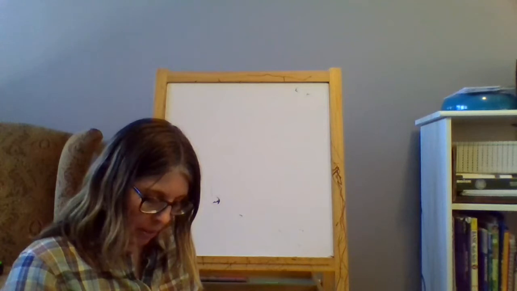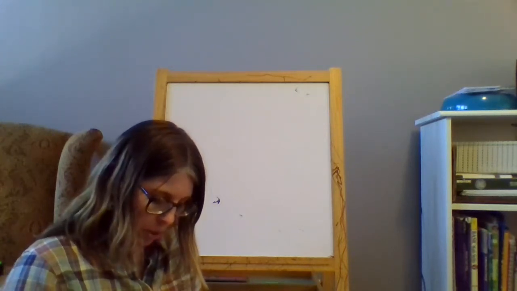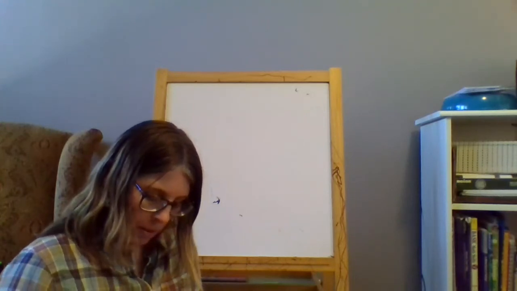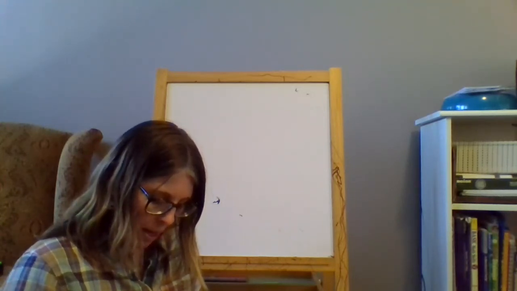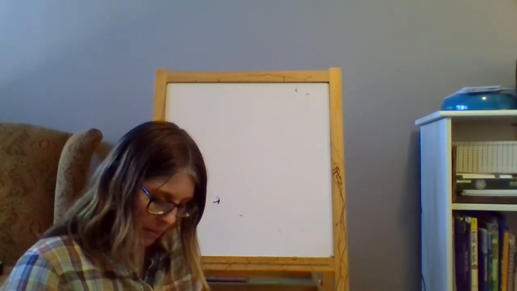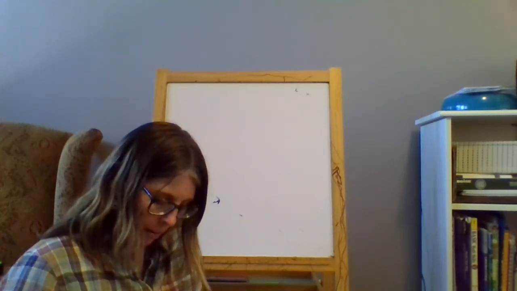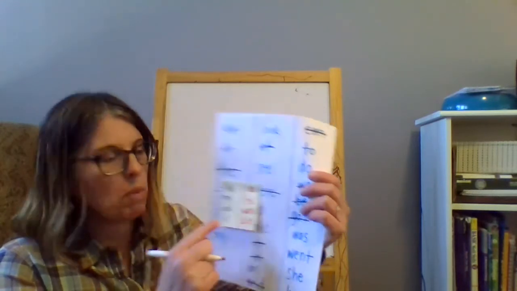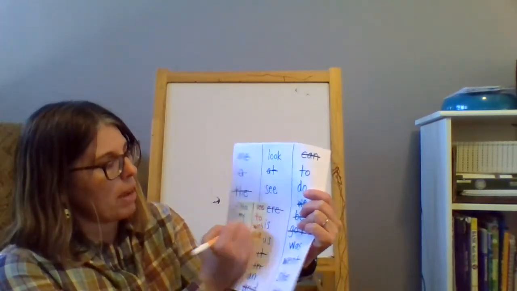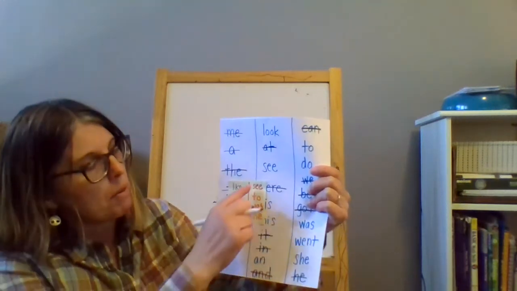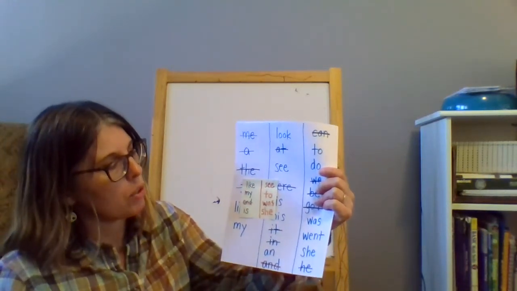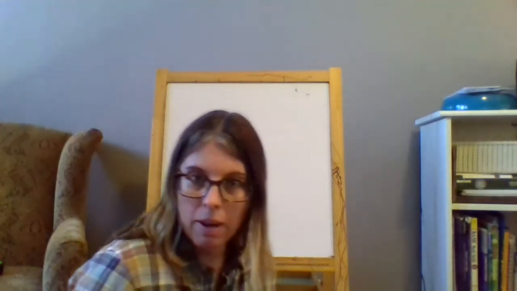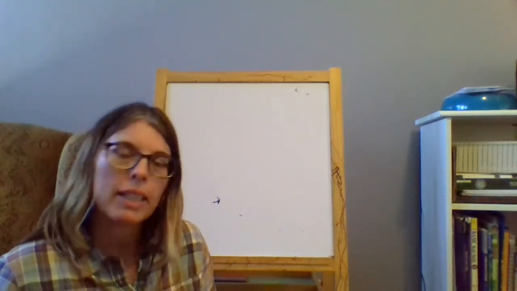I'm going to pick the word see, and I'm going to pick the word to. I'm going to pick was, and I'm going to pick she. Okay, so there's my words for this week. These are my words from last week, and now I can spell and in a snap, so I'm just crossing that one off. But these are my words for this week. See, to, was, she.